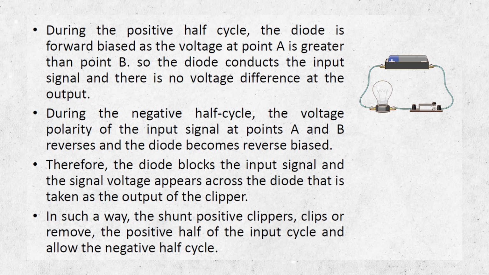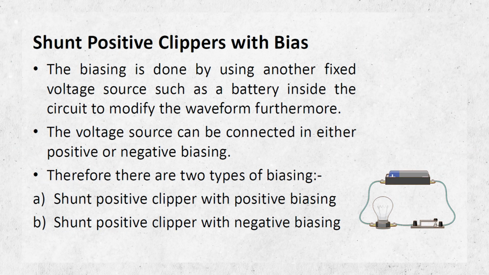During the negative half cycle, the voltage polarity of the input signal at points A and B reverses and the diode becomes reverse biased. Therefore, the diode blocks the input signal and the signal voltage appears across the diode, which is taken as the output of the clipper. In such a way, the shunt positive clipper clips or removes the positive half of the input cycle and allows the negative half cycle. Shunt positive clippers with biasing.